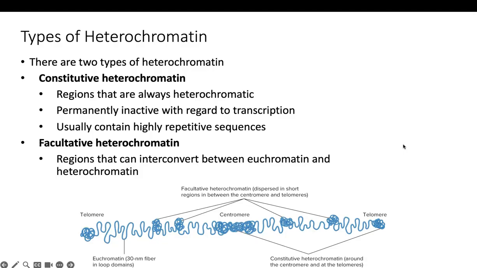Facultative heterochromatin can interconvert between euchromatin and heterochromatin. This is a useful characteristic and allows certain cells to turn on and off gene expression for specific genes. We will explore this ability further in a video on regulating gene expression in cells.